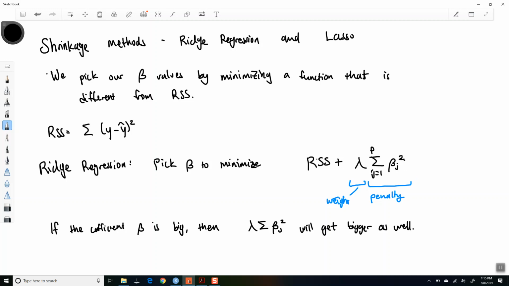Yeah, question? So the betas are standardized? Not necessarily. A lot of times we will standardize our X's, but we don't always. Depending on the situation, you might want to standardize your X's and you might not want to, right?